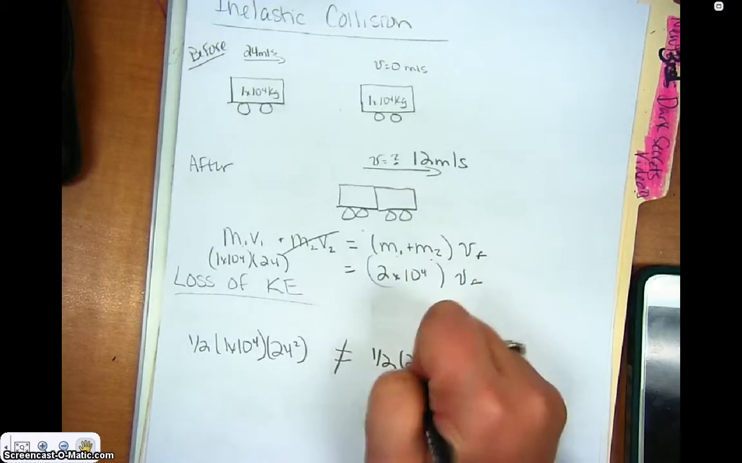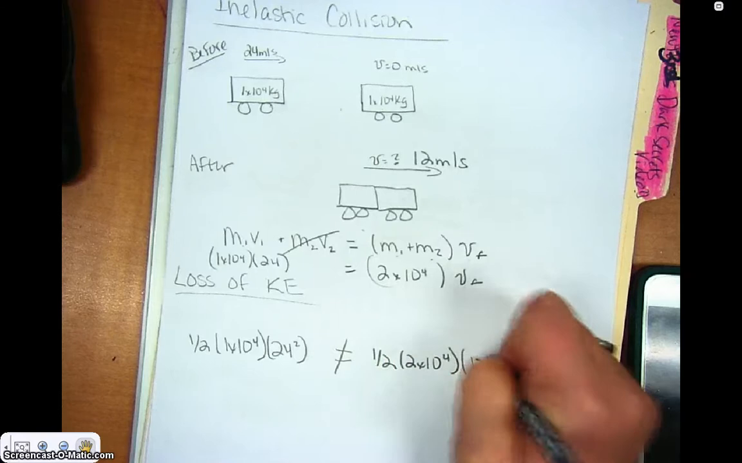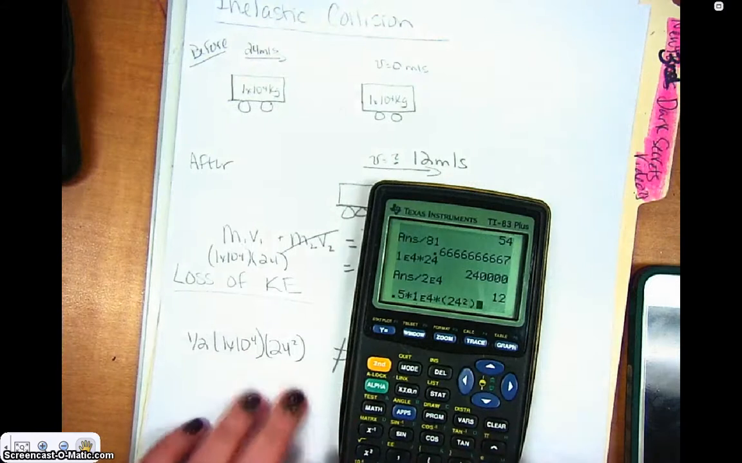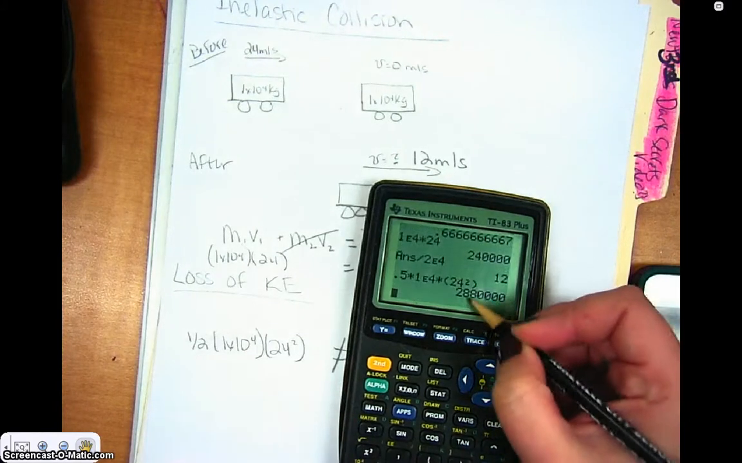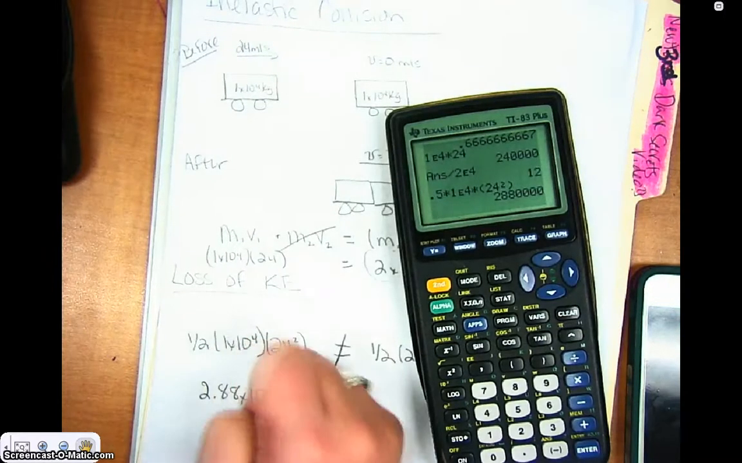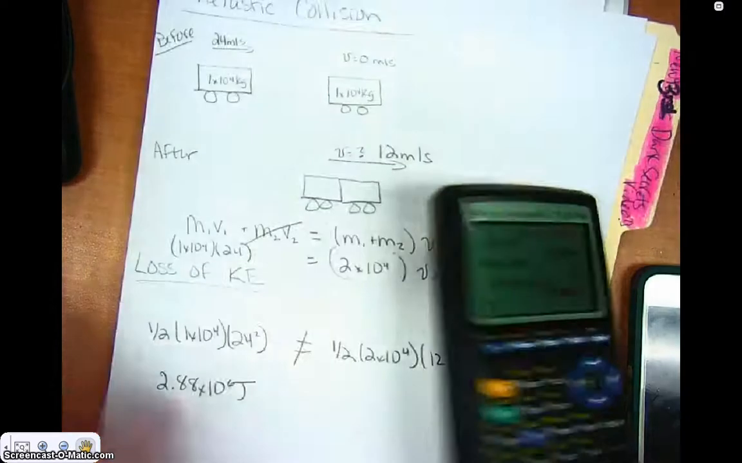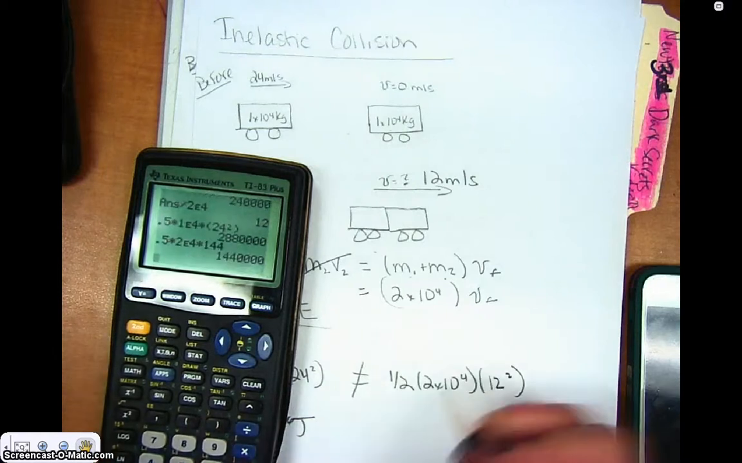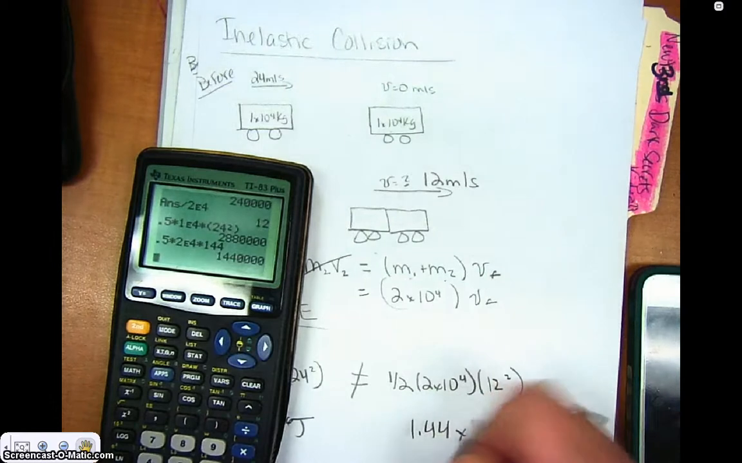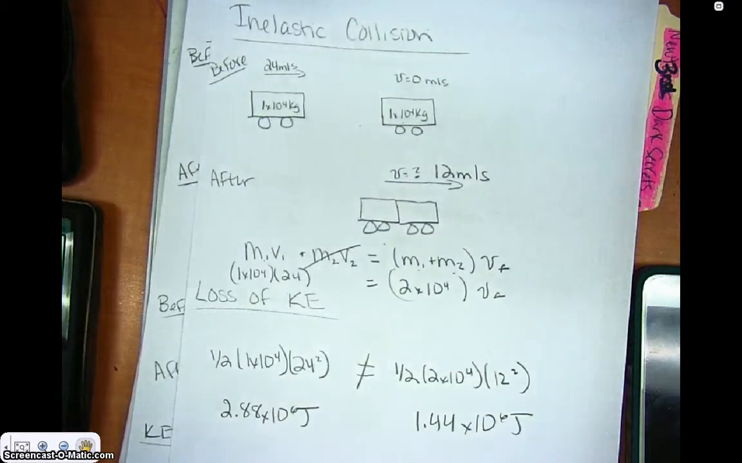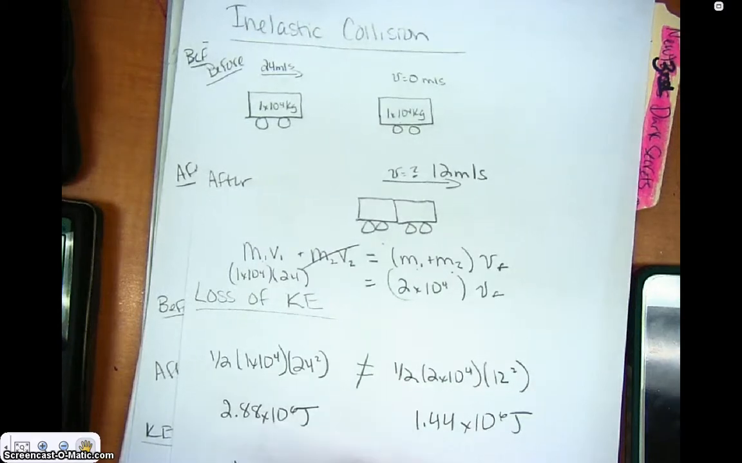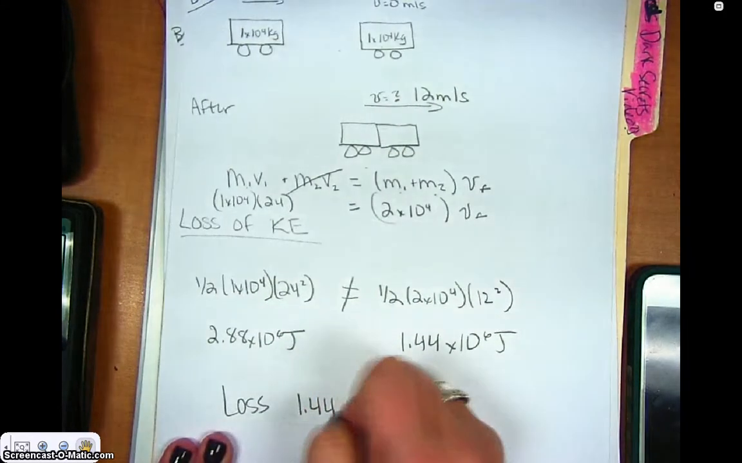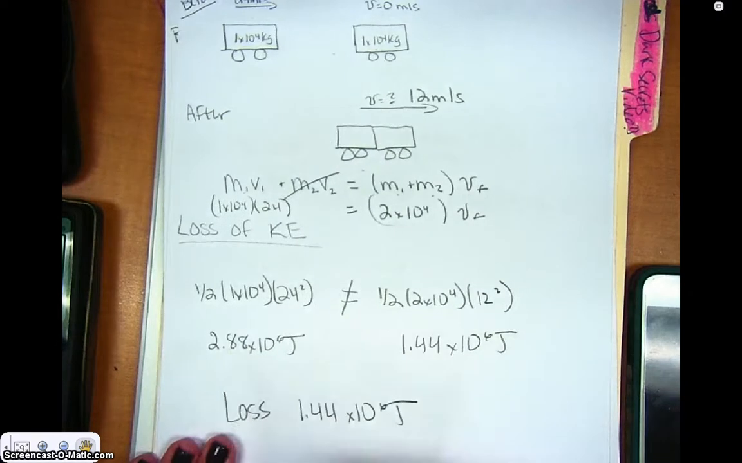So at the end, I've got 1/2, and then the mass is 2 times 10 to the 4th, and then the velocity is 12 squared. So let's figure out what those are. So 0.5 times 1E to the 4th times 24 squared, and that gives me 2.88 times 10 to the 6th joules. Okay. And then over here, we're going to calculate this one. So we get 0.5 times 2E to the 4th times 144, and this is 1.44 times 10 to the 6th joules. So we know they're not equal, and so if we were to subtract them from one another, we could figure out the loss. And the actual loss in kinetic energy in this case is going to be 1.44 times 10 to the 6th joules. So just subtracting this number from this number.